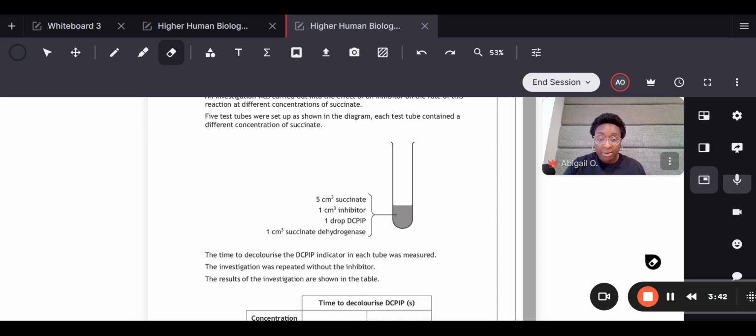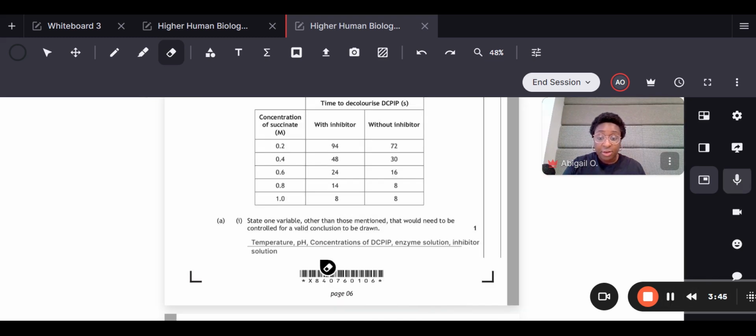So what's it going to look like to answer this question? Well, the answer here is either going to be temperature, pH, the concentrations of the DCPIP, concentration of the enzyme solution, concentration of the inhibitor solution. Any one of those would get you the mark.